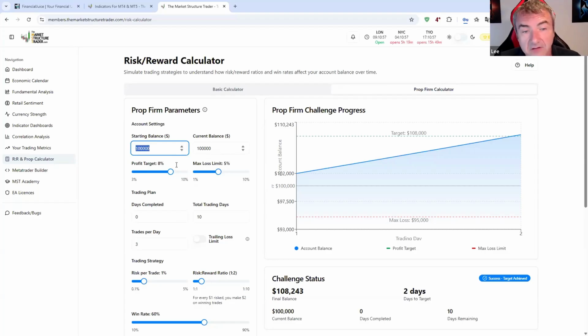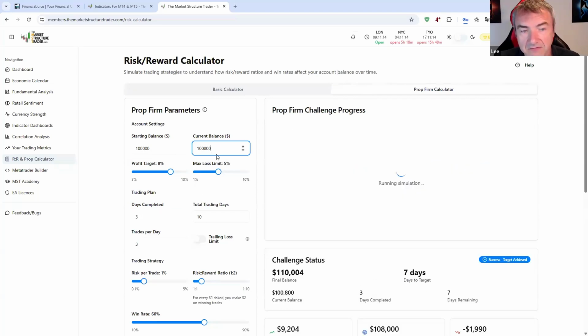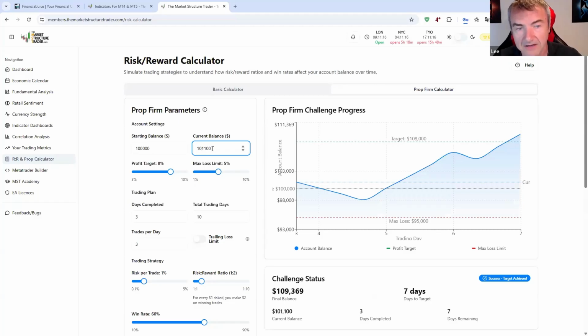So we have a starting balance and a current balance. So if you're halfway through an evaluation, you can adjust it to be as you are. You have a profit target and a maximum loss limit. Okay, and this is your trading plan. So if you have been trading for a few days, you can say I've been trading for 3 days and my current balance is 101,100, and I want to pass within 10 days. So if I want to trade for 2 weeks to get this evaluation over the line, I'm going to trade 3 trades a day.